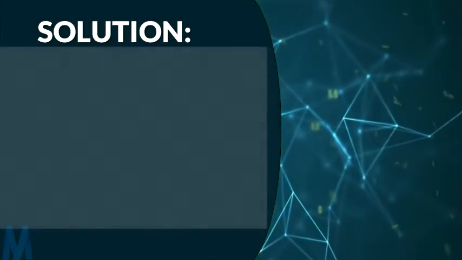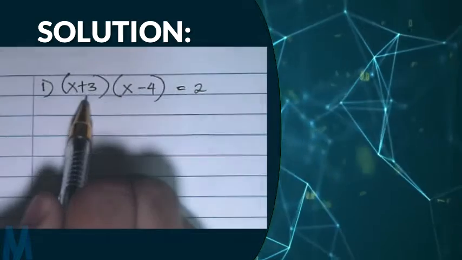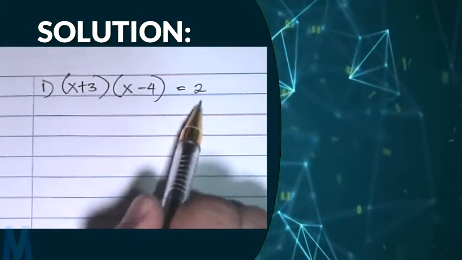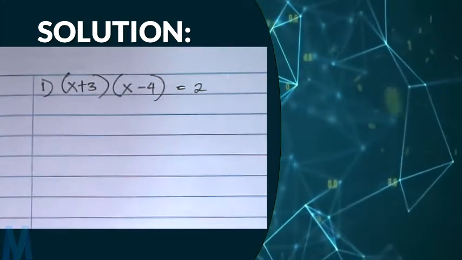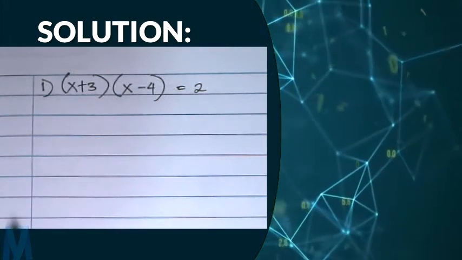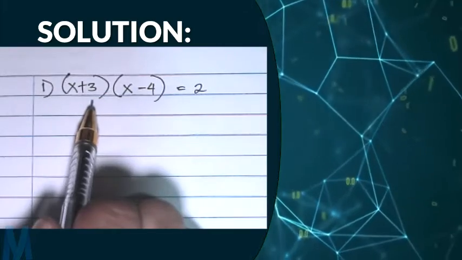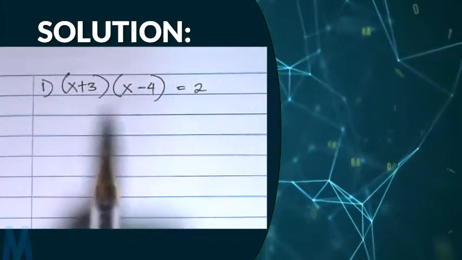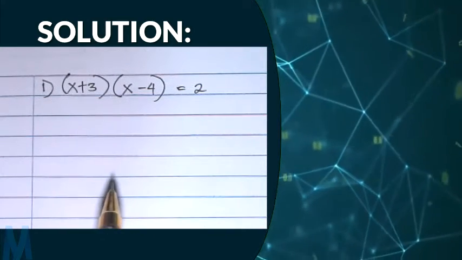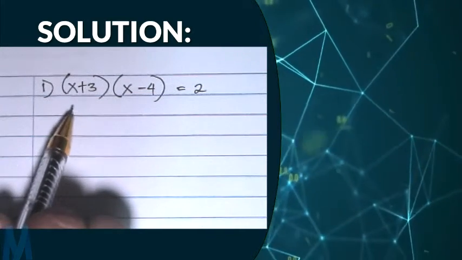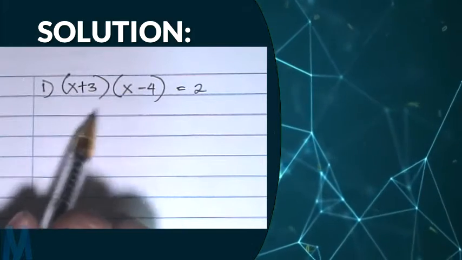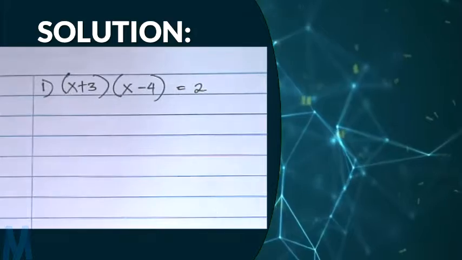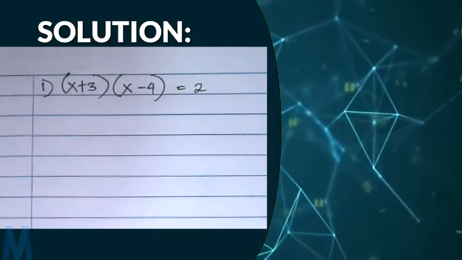So for example number 1, we have quantity x plus 3 times quantity x minus 4 is equal to 2. So our goal is we're going to make this equation into its standard form. This is a quadratic equation, but if we look at it, we can't see an exponent of 2. So we need to transform it.